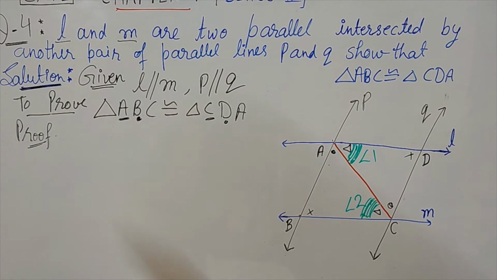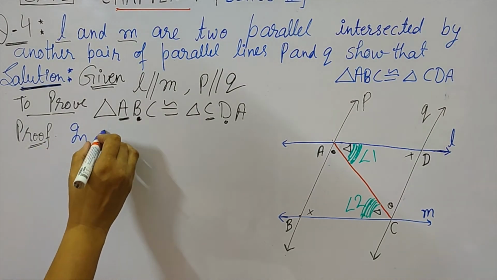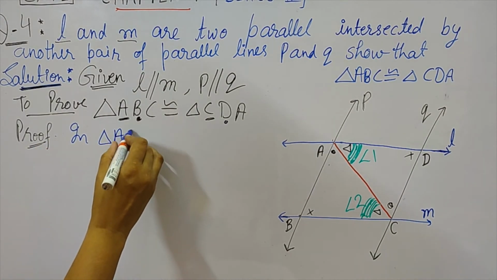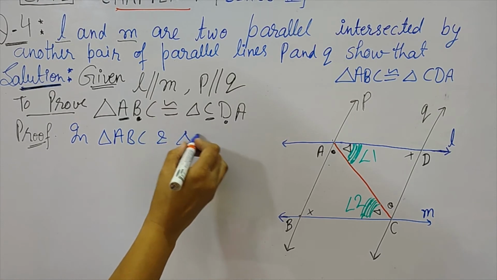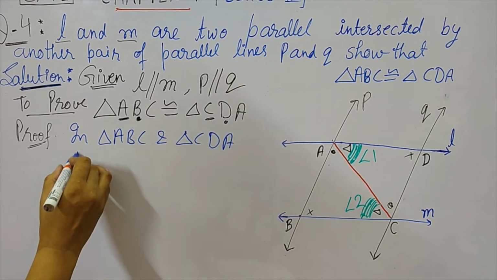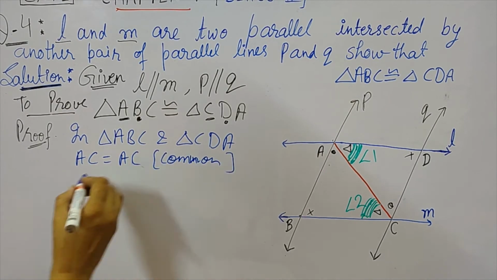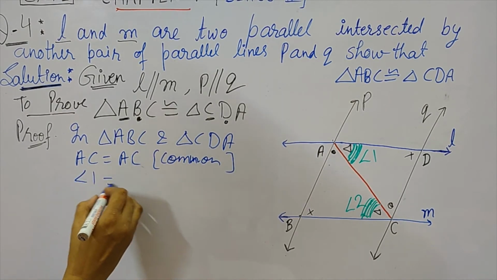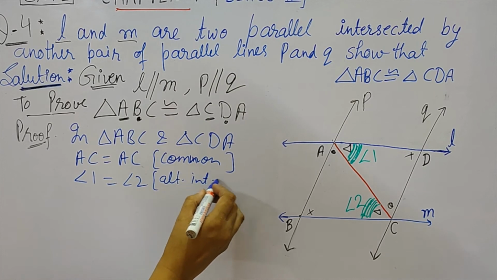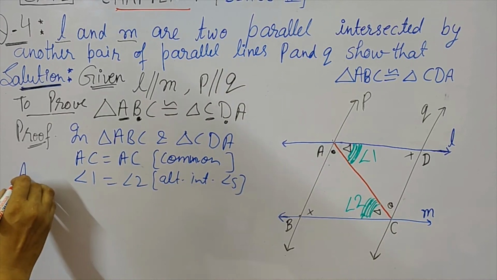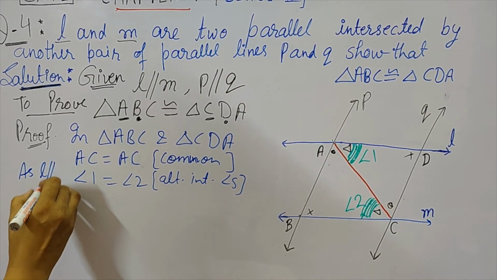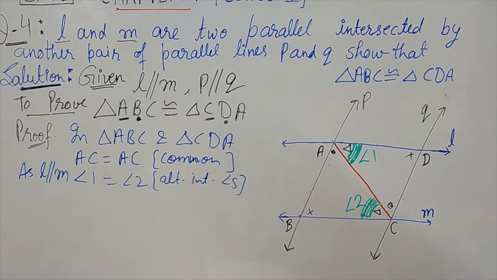So let us proceed to how we will write the proof. First of all, write the name of the triangles: in triangle ABC and triangle CDA, in these two triangles AC is equal to AC as it is common. Then angle 1 is equal to angle 2, alternate interior angles, and you can write the reason as L parallel to M. These are the two parallel lines we have taken.